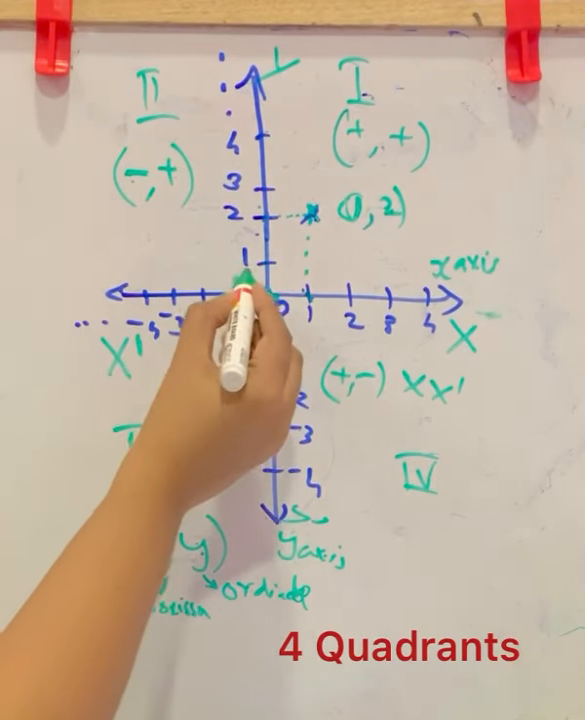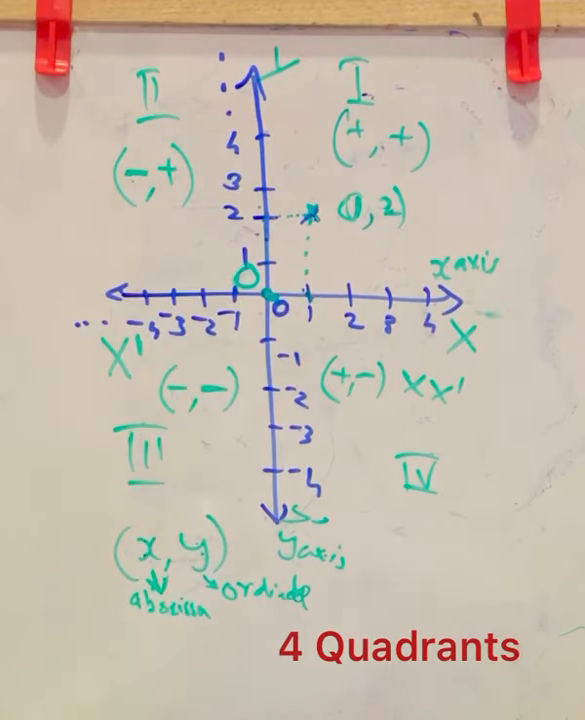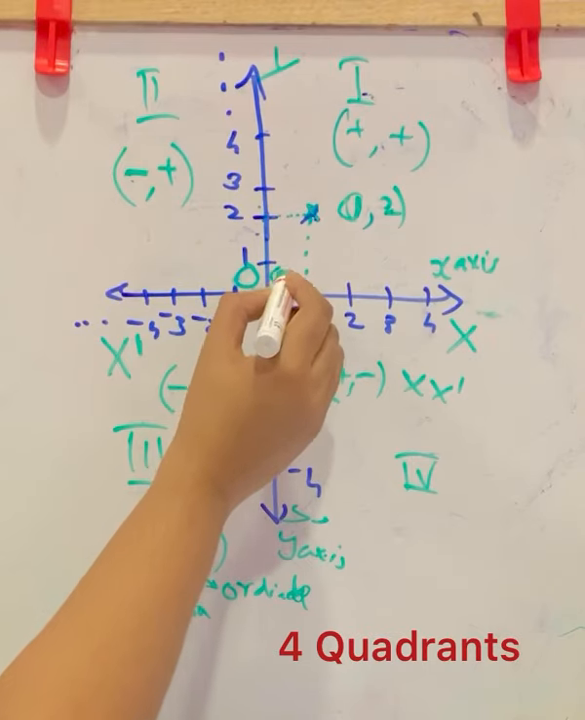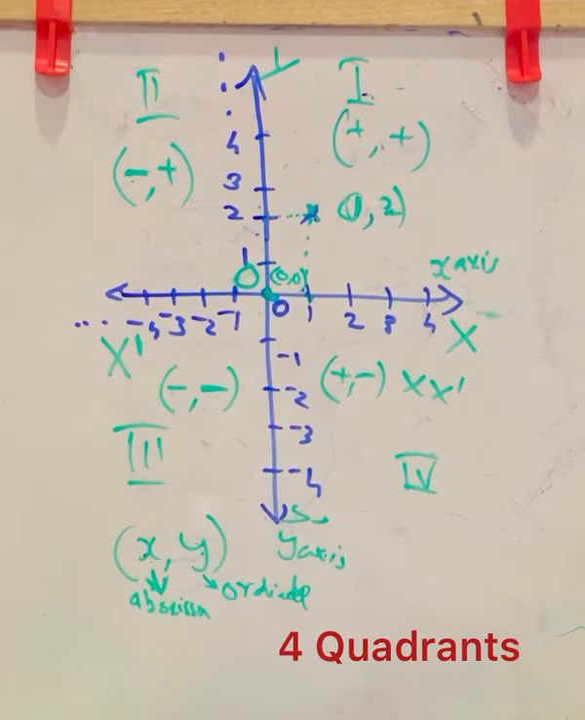Origin can be denoted by the letter O, and in origin both the coordinates, that is x coordinate and y coordinate, will be 0, 0. Here x and y are 0, 0. So this point is 0, 0.